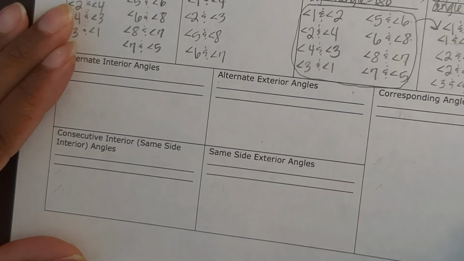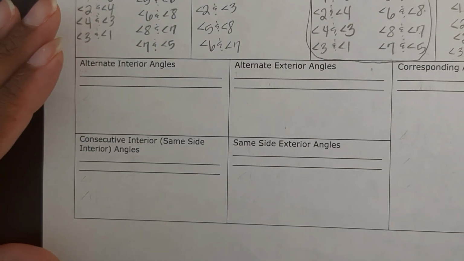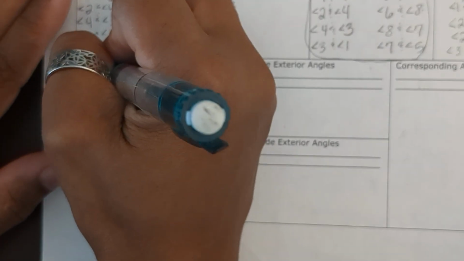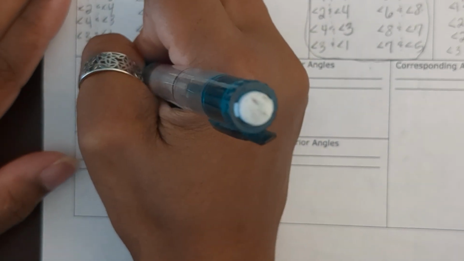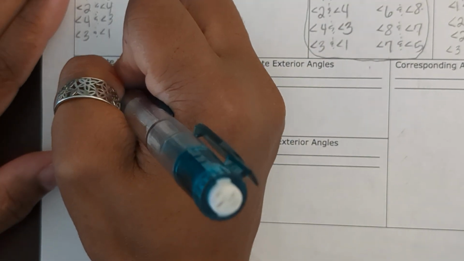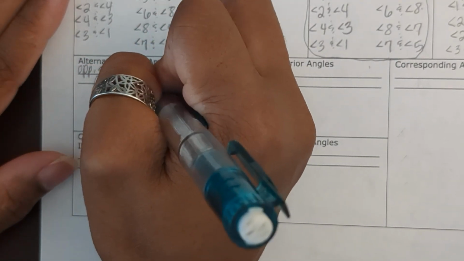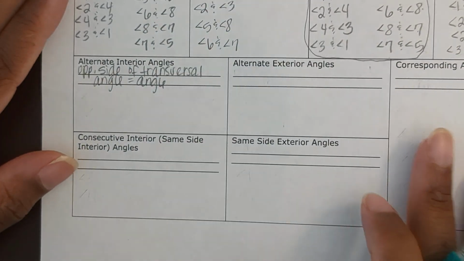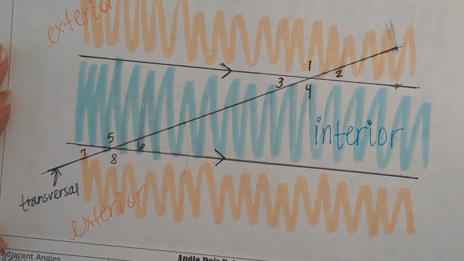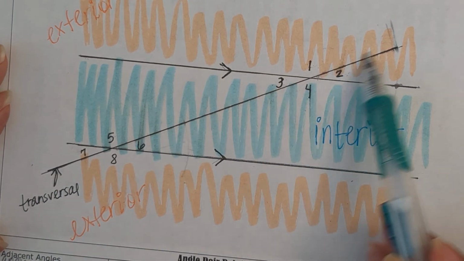Alternate interior angles are going to be angles that are on the opposite side of the transversal, and they are going to be equal to each other. So angle equals angle is what I'm going to write on that second line. Let's look at the diagram. They're going to be on the interior, right? And they're going to be on different sides of this line.